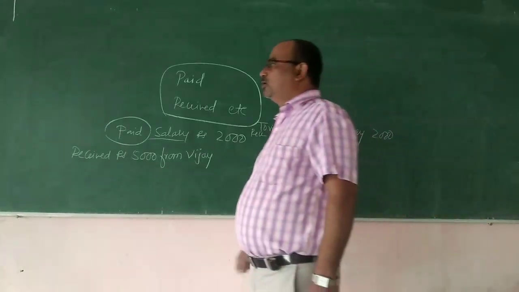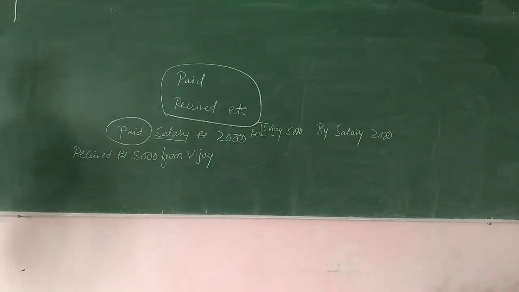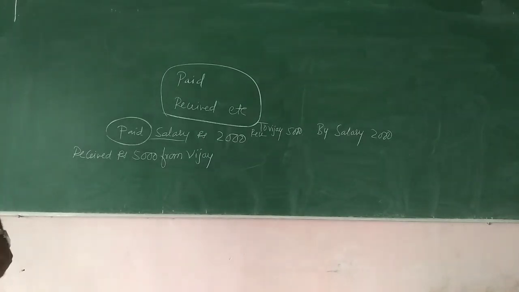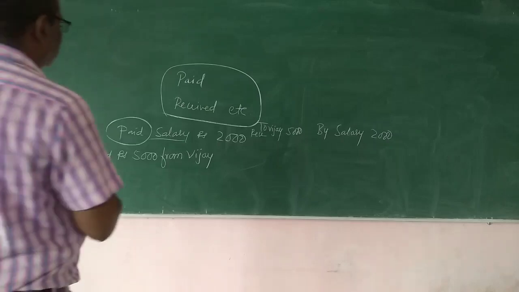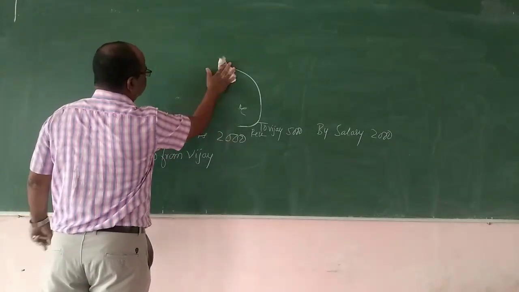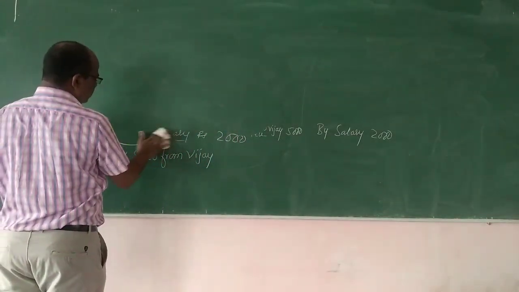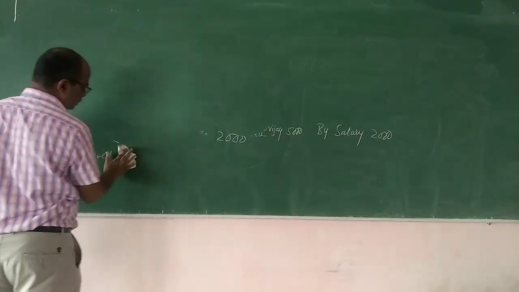Okay. So today also we will solve one more simple problem based on double column cash book. So don't get confused, students. In journal entries, as you have used the terms, so also here. So let us take a few transactions and prepare the double column cash book.